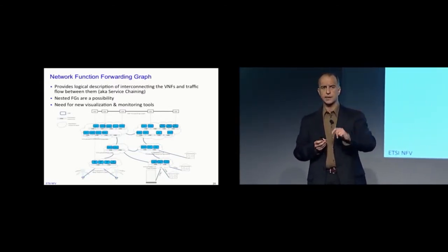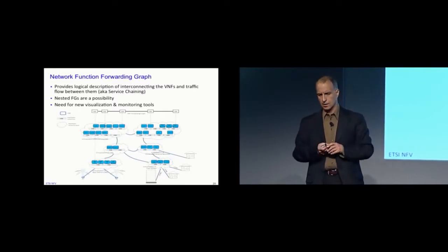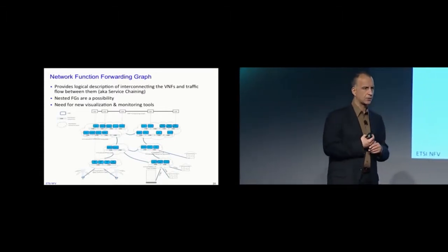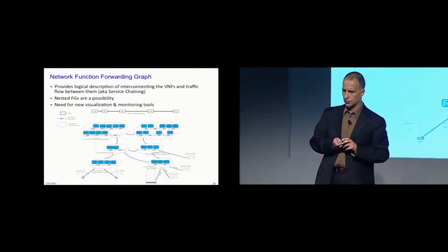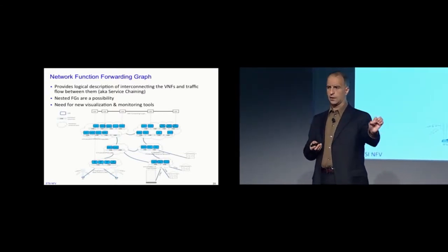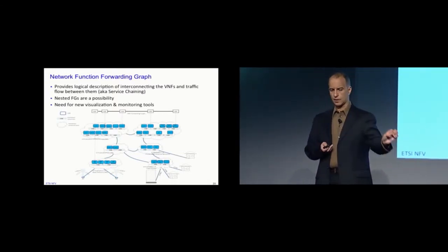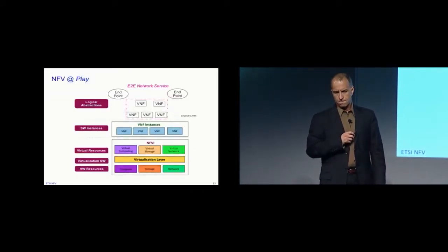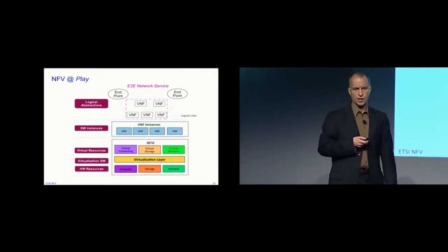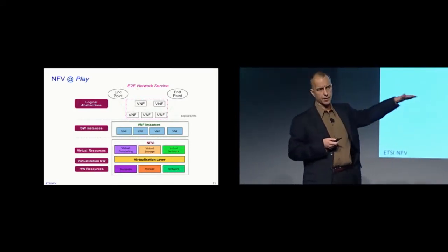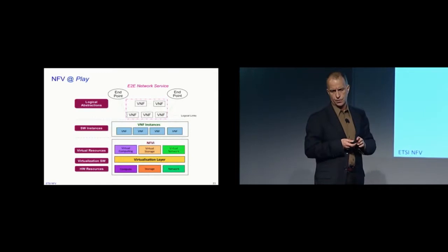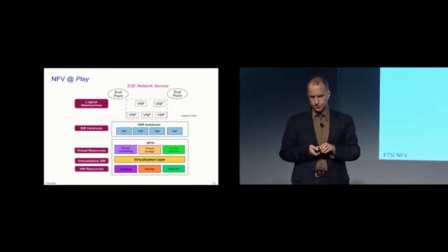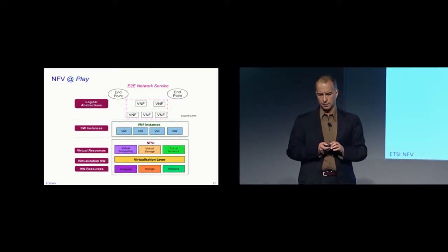You can have nested forwarding graphs in your infrastructure if you want, so that's a possibility. And perhaps that also raises the need for new virtualization monitoring tools in your network. So hopefully if you can click on the nodes, that will substitute essentially the ping command that we use today. This is, again, another view of NFV and the different layers, starting from the hardware resources all the way up to the software instances, which represent the VNFs. And the end-to-end picture.